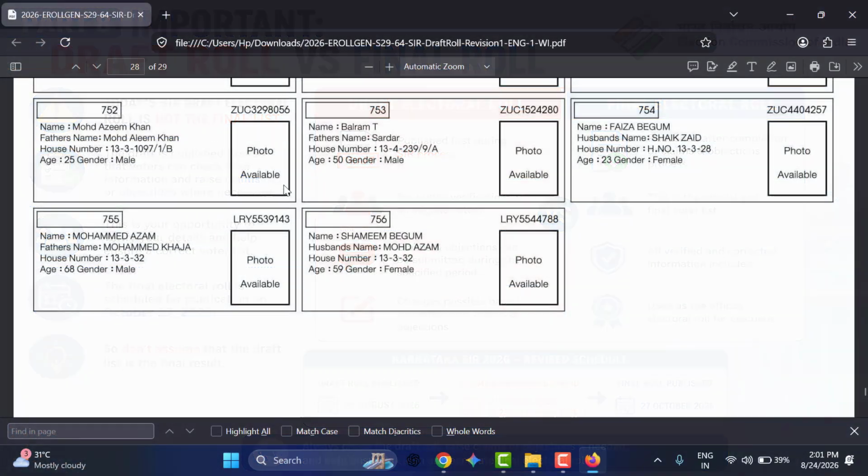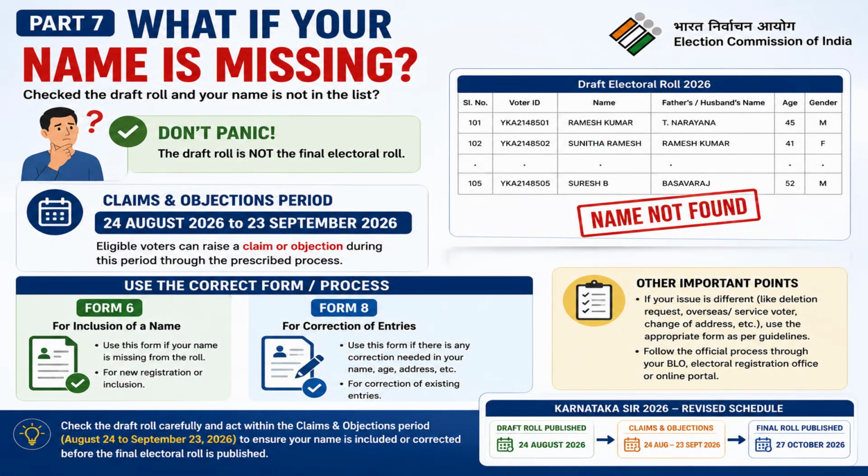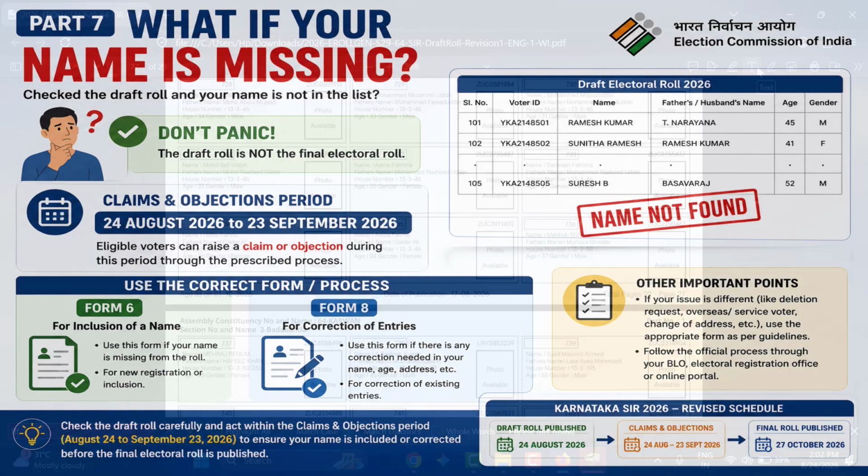The Election Commission voter registration guidelines say Form 6 is used for inclusion of a name, while Form 8 is used for correction of entries. If your issue is different, make sure you contact your BLO of your area. So that's how you can download and check the Karnataka SIR draft list on any device.